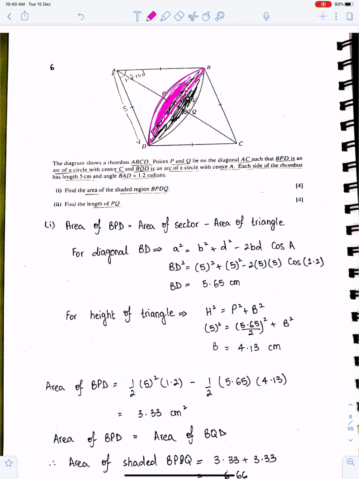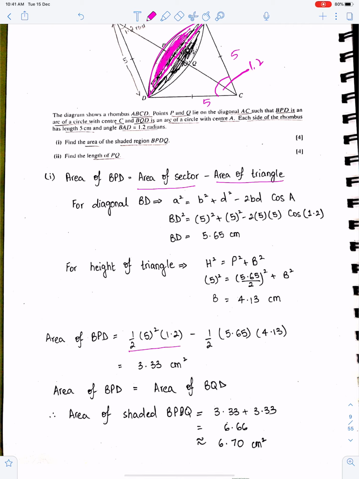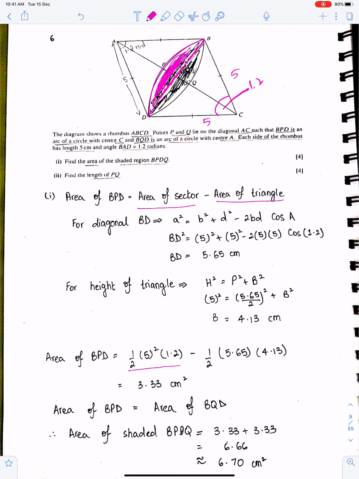So we have this formula: area of sector minus area of triangle. This length is 5, this is also 5, and this total angle is 1.2. The area of a triangle is very simple, it's half AB sine C, and the area of a sector is also very simple, half r squared theta.